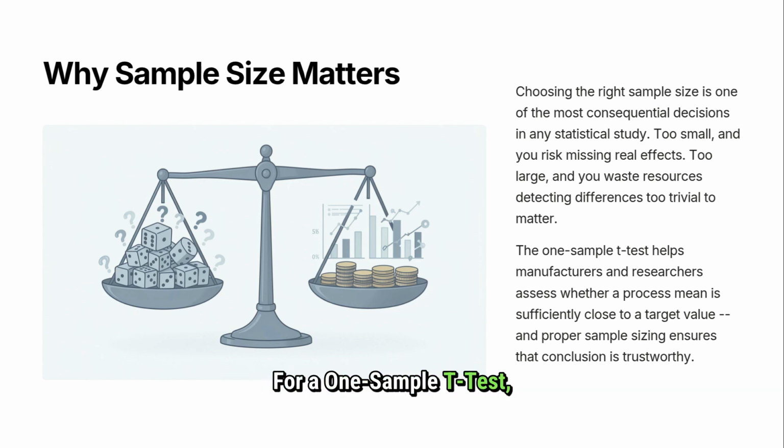For a one-sample t-test, selecting the correct sample size helps determine whether a process mean is significantly different from a target value. An appropriate sample size ensures that the study provides trustworthy results while balancing statistical confidence with practical considerations such as cost, time, and effort.